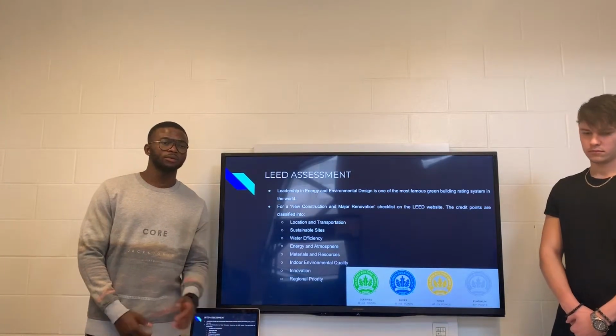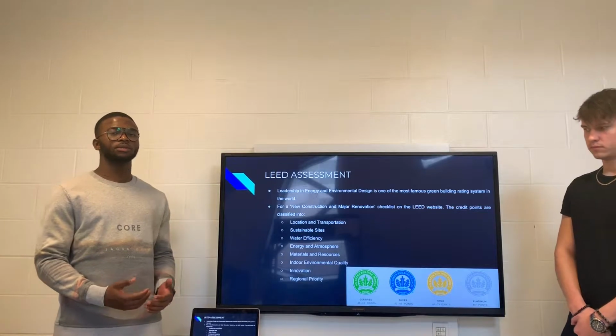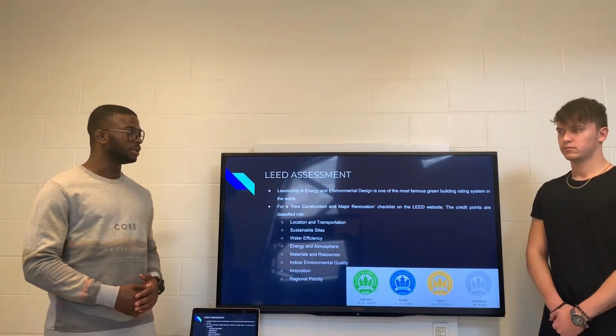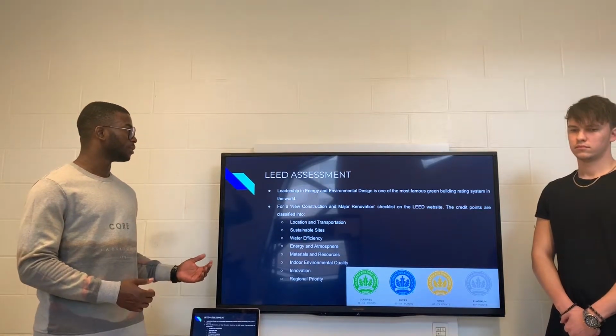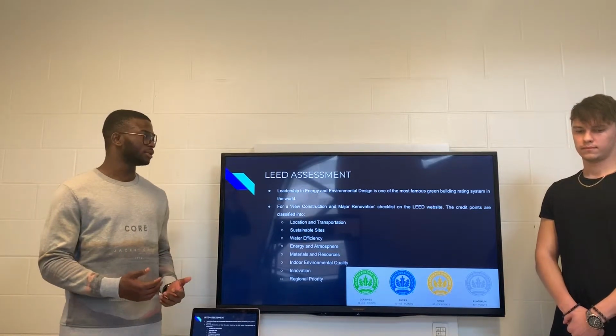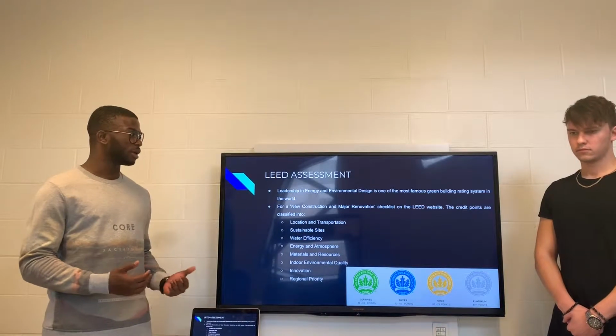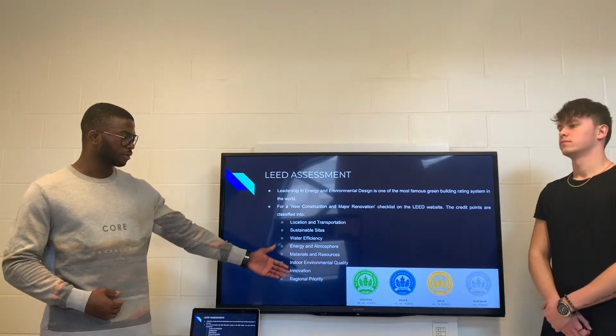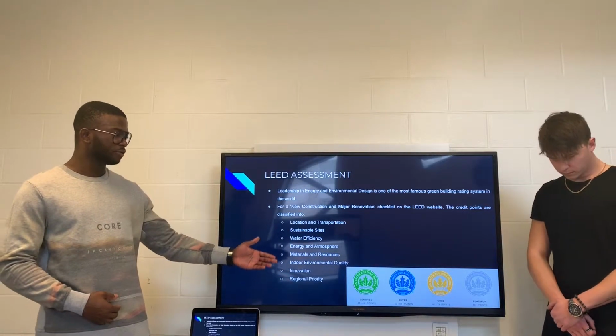Thank you, Zaid. Now, although the building was designed properly, it's still not deemed sustainable. So in order to help us design a sustainable, proper building, we turn to LEED, which stands for Leadership in Energy and Environmental Design. It's one of the most famous green building rating systems in the world. They have different score badges that go from the certified badge, to silver, gold, and platinum as well.